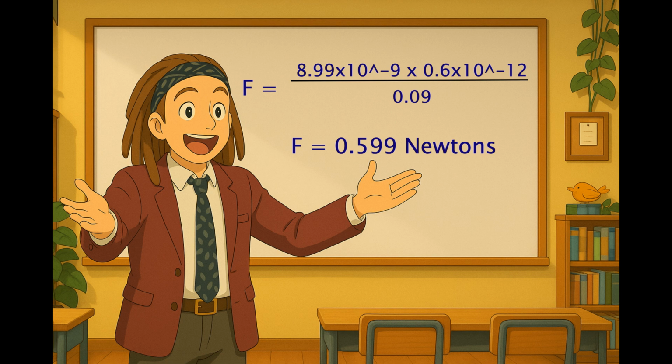Now, plug these back into the equation. F equals 8.99 times 10 to the 9 times 6.0 times 10 to the minus 12 divided by 0.09. Multiply K by the product of charges. 8.99 times 6.0 equals 53.94. For the powers of 10, 10 to the 9th times 10 to the minus 12 equals 10 to the minus 3. So, we have F equals 53.94 times 10 to the minus 3 divided by 0.09. This simplifies to F equals 0.05394 over 0.09. Performing the division, we get F approximately 0.5993 newtons.